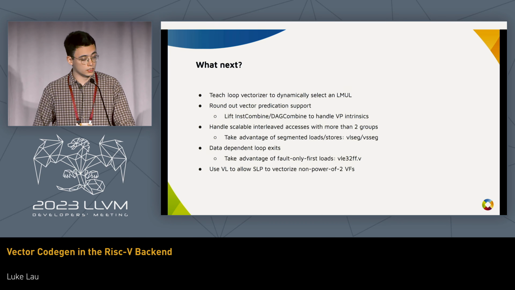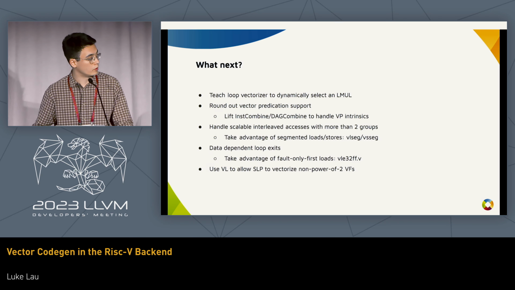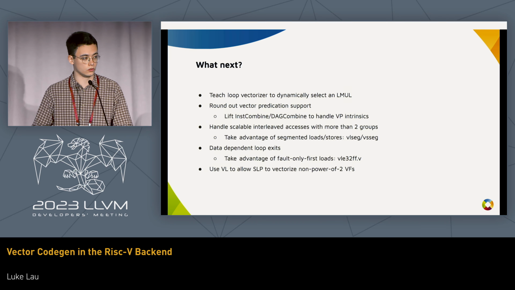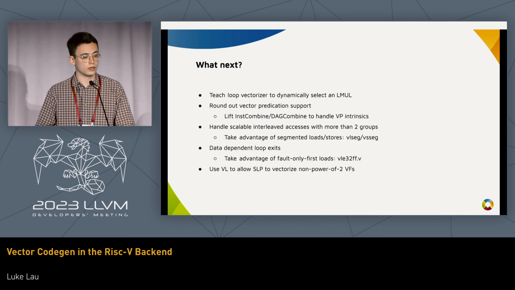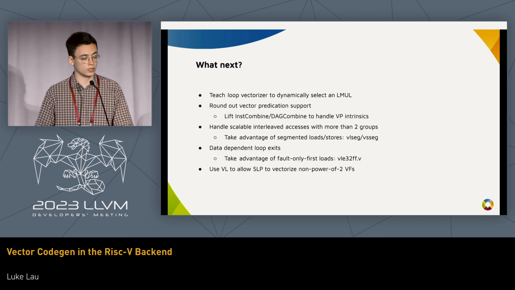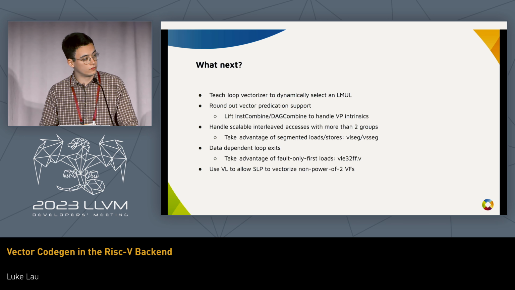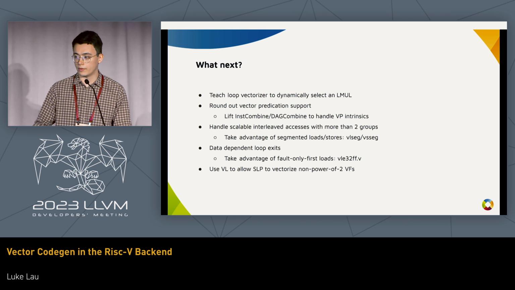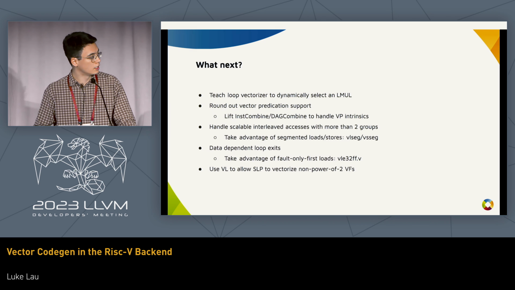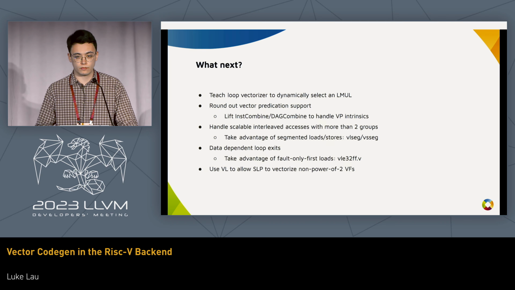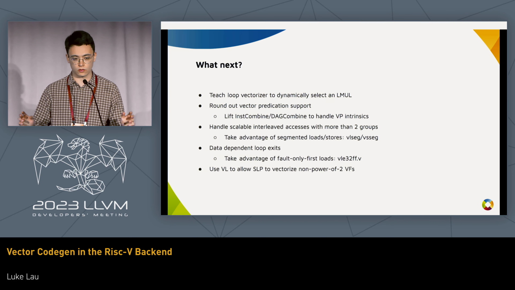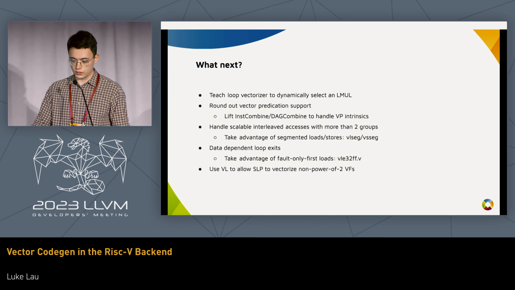So as we're going to be using vector predication intrinsics more and more, we'll probably need to start improving support for them, right? Vector predication intrinsics are still relatively new, and there's a lot of missing optimizations and combines that would be great to have so that we can bring them on par with their non-predicated equivalents. We have lots of instructions in RVV to perform particular types of memory accesses like interleaved loads and stores. It would be great to get better support for them at higher group levels. And yeah, we have instructions for data-dependent loop exits.